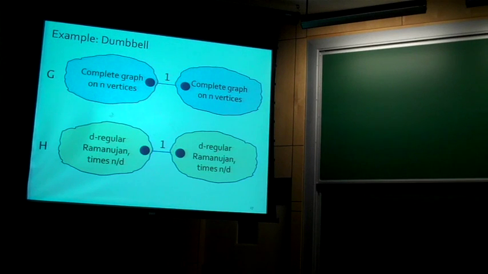Okay, so let me do an example that is going to point out some of the obstacles we'll face in our construction. This is what I call the dumbbell graph. Let's start out with a complete graph on n vertices, another complete graph on n vertices, and just one edge between them, all of weight 1. The right approximation for this is a d-regular Ramanujan graph times n over d on either side, and then just one edge of weight 1 in between.